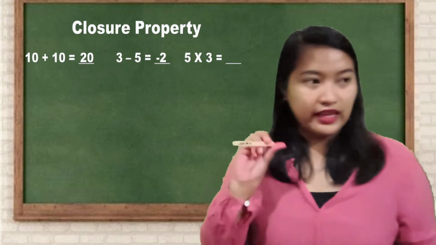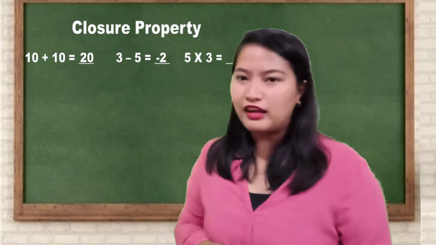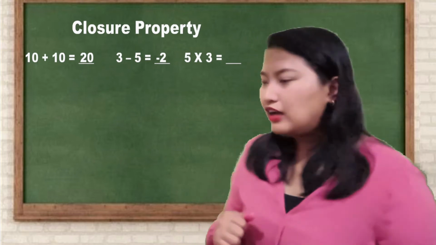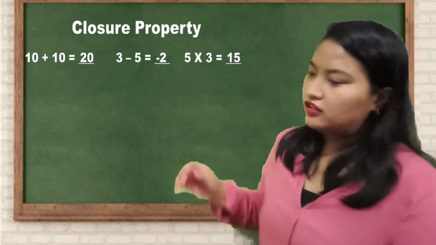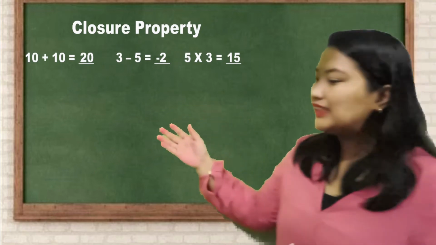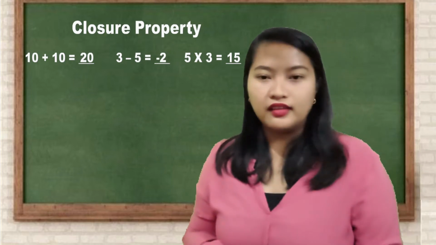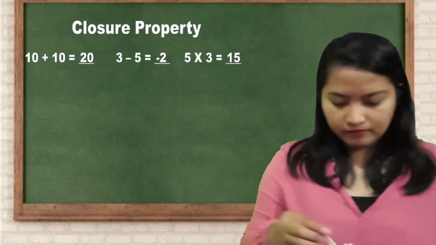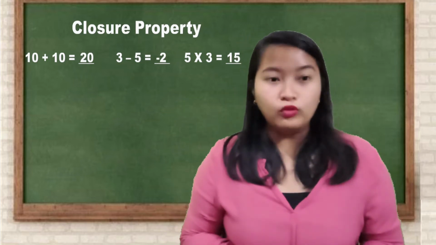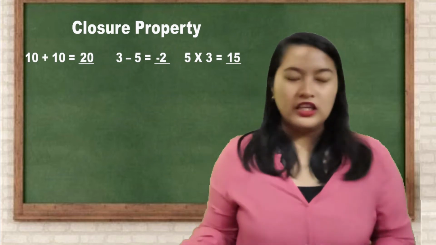And the last one, we have Larry. Larry. Okay, yes, Larry. What is 5 times 3? 5 times 3. Very good. 5 times 3 equals 15. Okay, so what have you observed with the added and subtracted and multiplied numbers? Okay, you have Harry. Yes, Harry? Okay, very good. Your added, subtracted, and multiplied numbers are all integers.